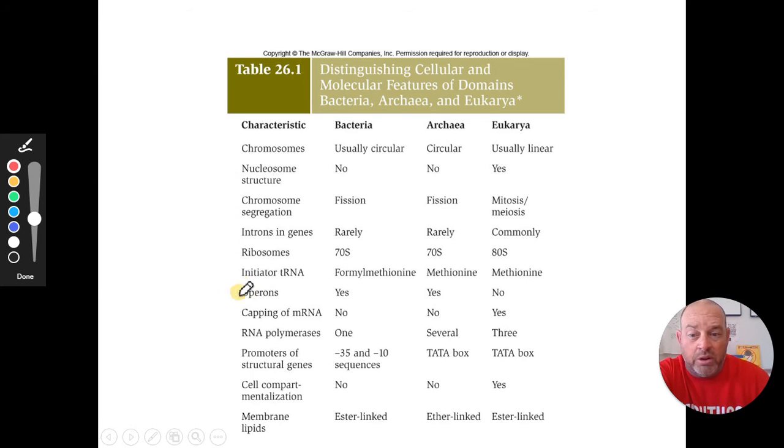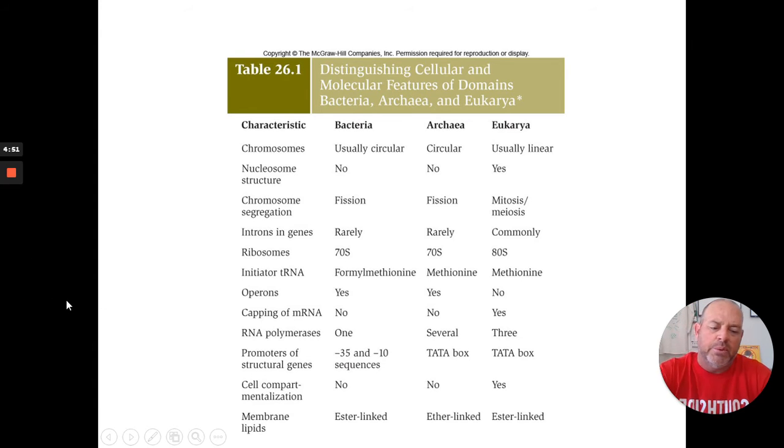Later this year, we're going to talk about operons. We're going to talk about capping of the mRNA. RNA polymerases are going to become old news. We're going to do all this stuff. But it's interesting just to see what some of these differences are between them and how they get separated.